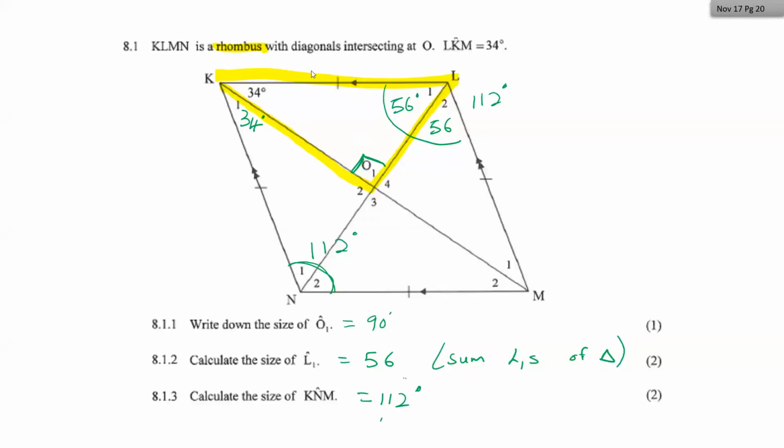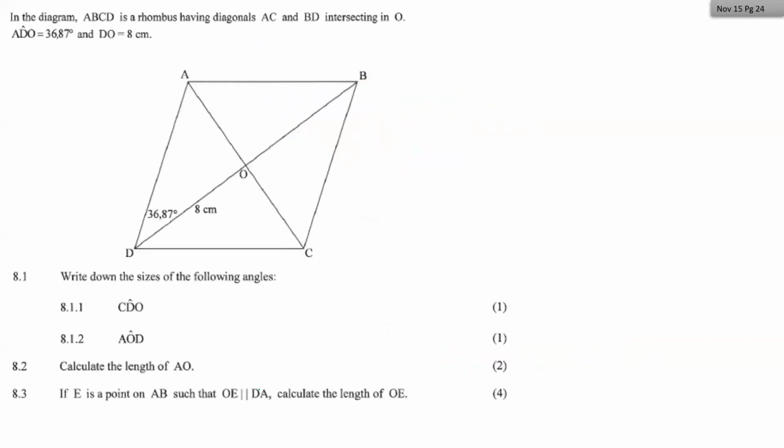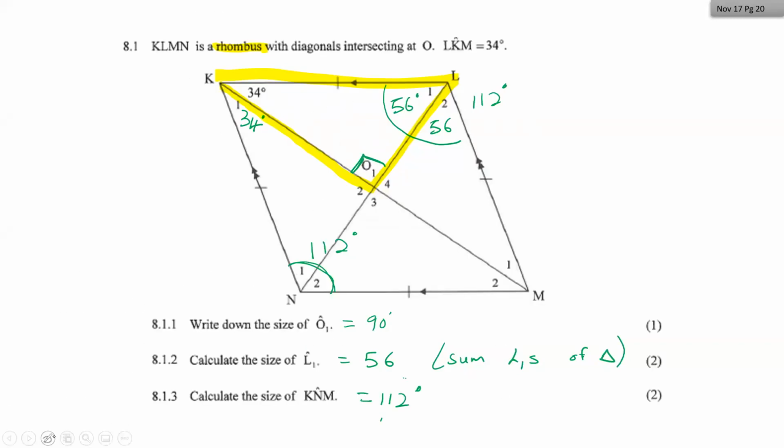Okay, I just want to go over this question again for somebody who joined us a little late. What we wanted to find here is O1, and we said that O1 is equal to 90 degrees. The reason is diagonals of a rhombus bisect each other perpendicularly. Then we went on to find L1. We looked at the triangle KLO, and we used angles of a triangle: 180 minus 90 minus 34 gives you 56.